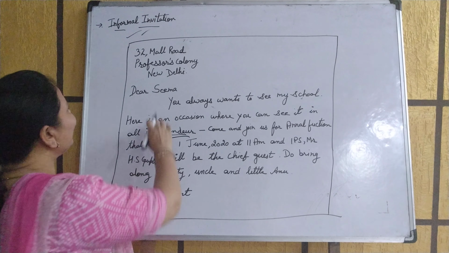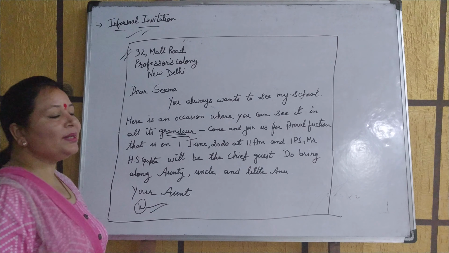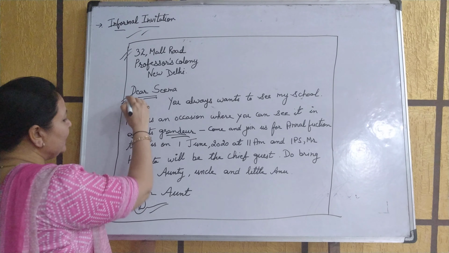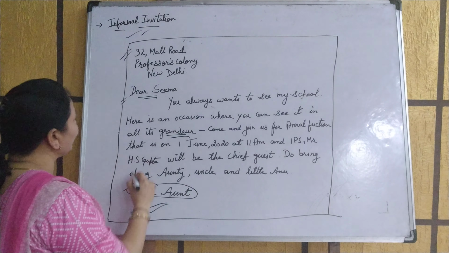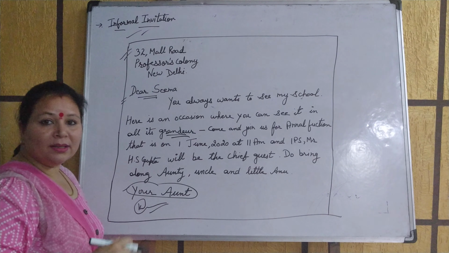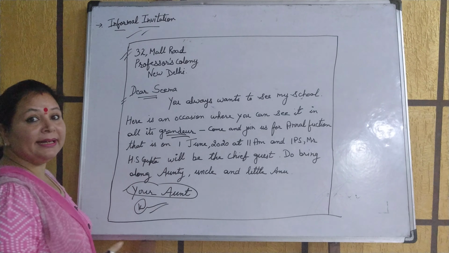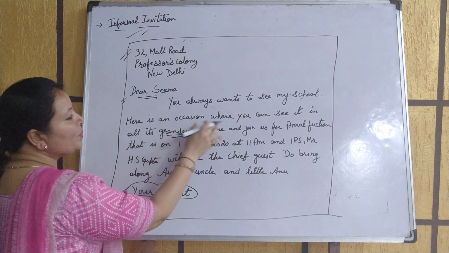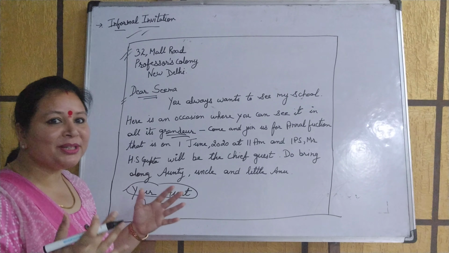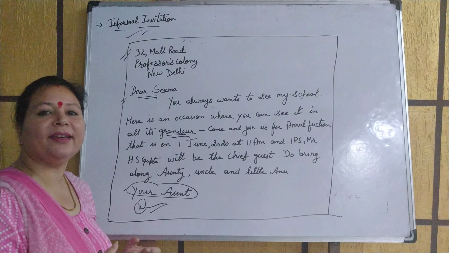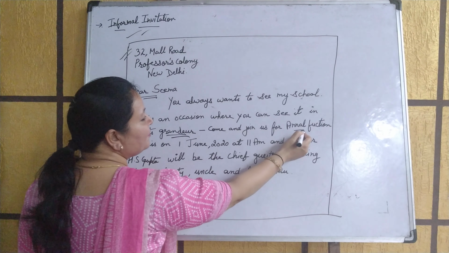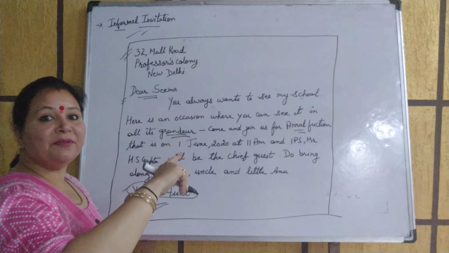Okay, here firstly you have to mention the address over there, then Dear Seema, then you will write over here Dear, as you have just mentioned that she is your aunt, so you can use it over here. You always wanted to see my school, okay. Here she is talking about the desire, she is writing in a letter form: here is an occasion where you can see it in its grandeur, that is, if you want to see it in its entirety, in full splendour, in a magnificent way. Come and join us for the annual function, as in our previous one which we have done in a card form.